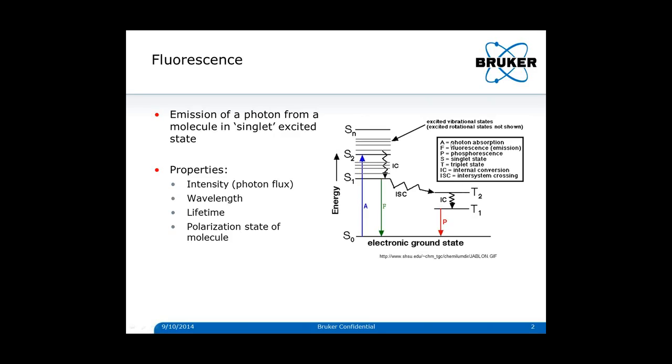The picture you see on the right here is the Jablonski diagram. Most of you have seen it elsewhere. A molecule is in its electronic ground state right about here, and then it receives a certain amount of energy.